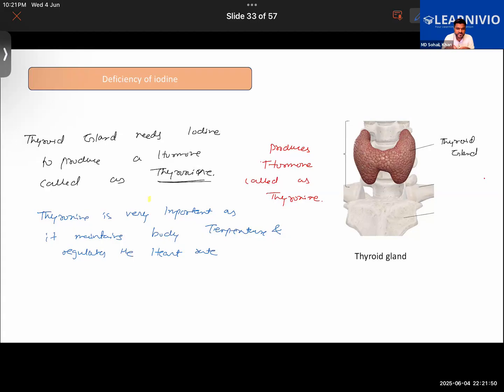Why am I discussing this? Because your thyroid gland is actually in need of iodine. We consume iodized salt now, isn't it? It basically contains iodine. So iodine is needed by this thyroid gland so that it can produce thyroxine. And thyroxine is important because it regulates the heart rate and maintains your body temperature. Getting it so far?